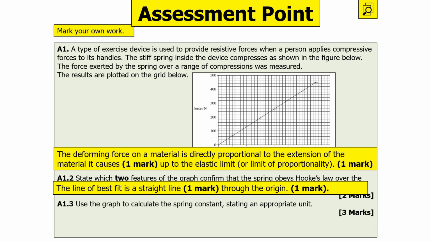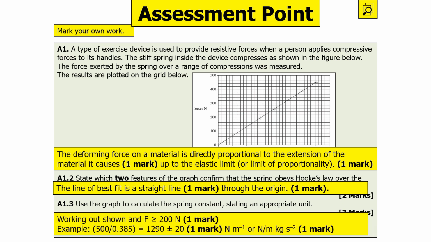Now the graph will give you the spring constant by working out the gradient of the line, which is going to be about 1290 newtons per meter.